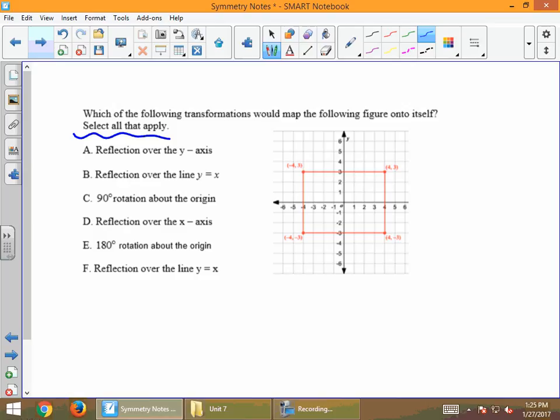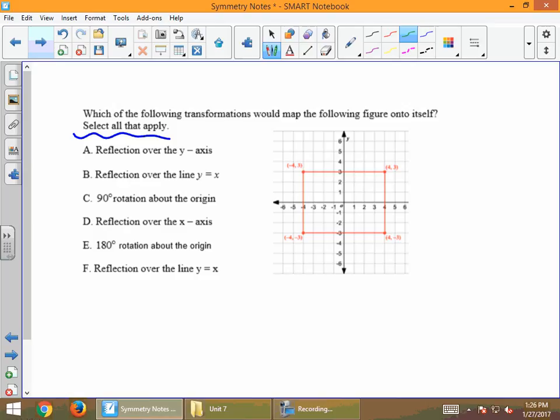Okay? So what you can do to save yourself some time is we're going to do all these transformations, but we only have to do it on one point. Okay? If we reflect over the y-axis, and let's say we use this point, and it maps up with one of these other points, then we're good. If it doesn't map up with one of the other points, then we have to stop. Then we know, hey, it's not going to work. If it doesn't work for one, it's not going to work for any of them.